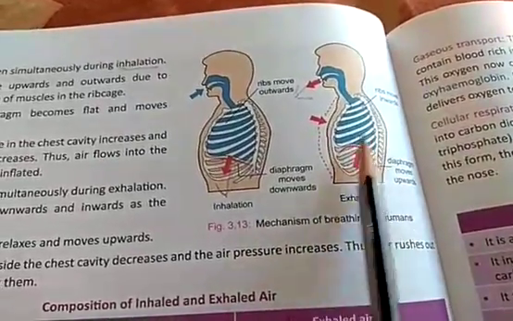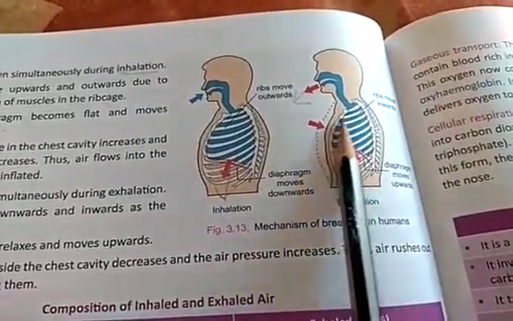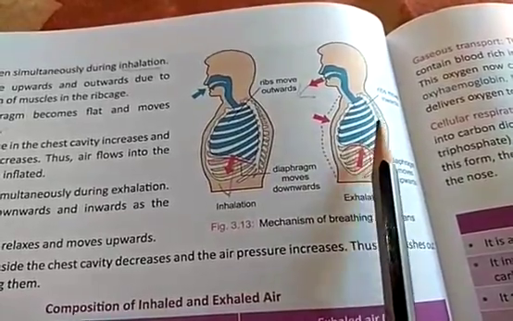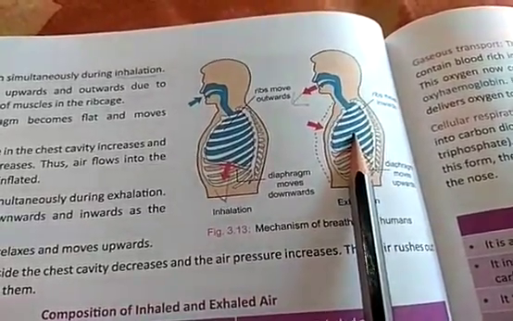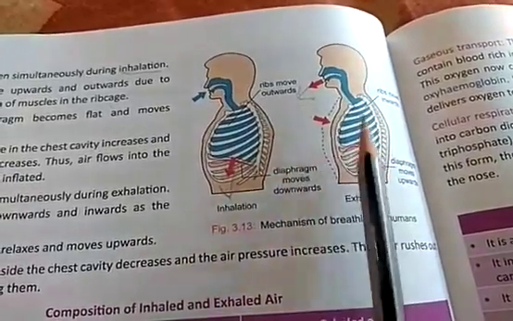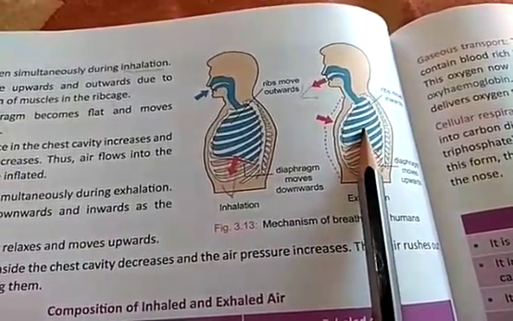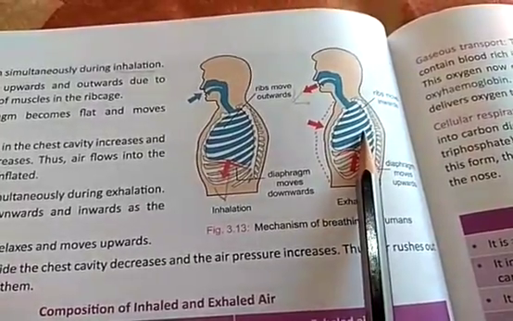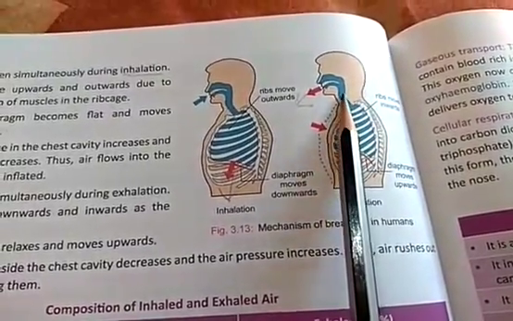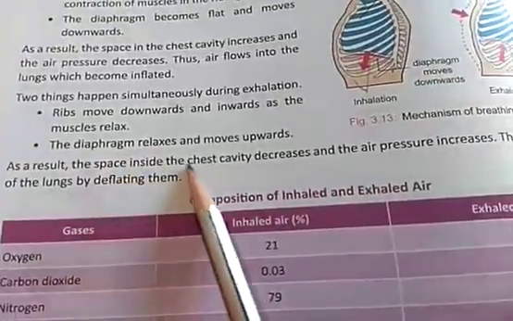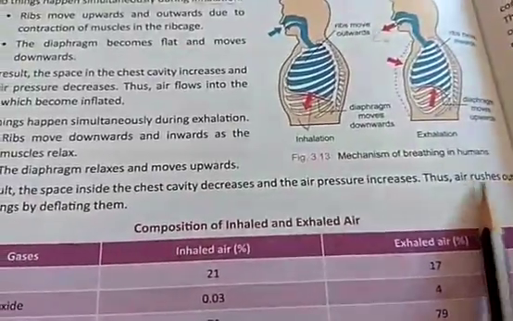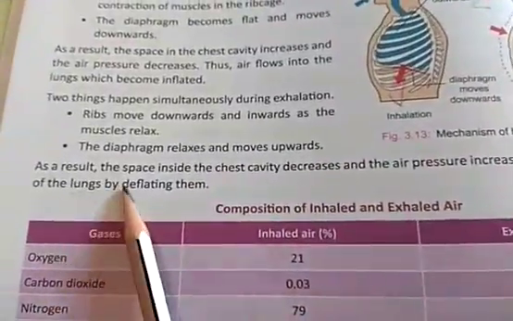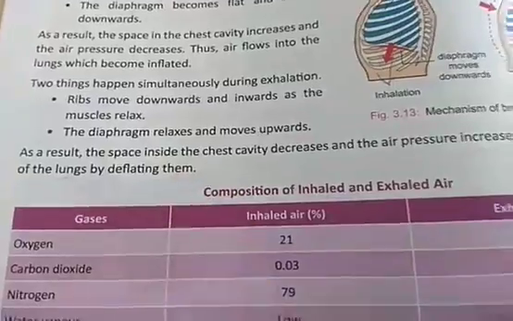Now the volume will decrease, and as a result the pressure will increase. The pressure is now more in the chest cavity than outside. So the gases move from the region of higher pressure to the region of lower pressure, so the air will come out. As a result, the space inside the chest cavity decreases and the pressure increases. Thus air rushes out of the lungs, deflating them.